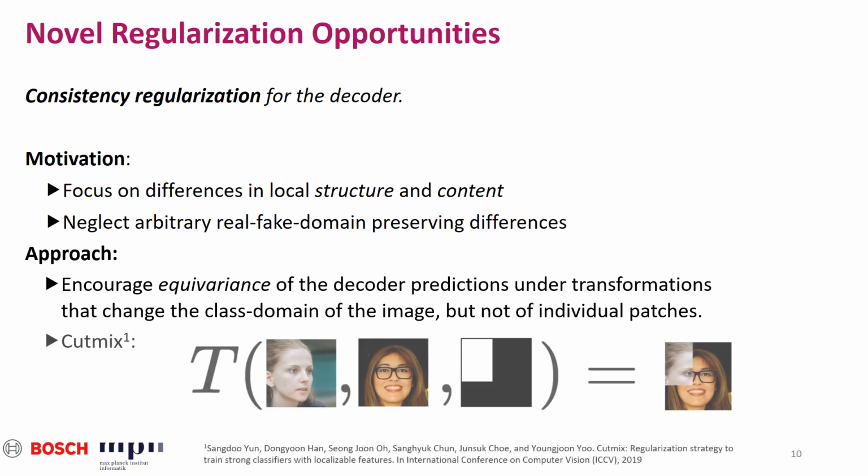An example of such a transformation is CutMix, which samples a binary mask to cut and mix two images together. In our case, we cut and mix a real and a fake image. In effect, the new whole image belongs to neither the real or fake class, whereas the class identity of local image patches that are classified by the decoder has not changed.